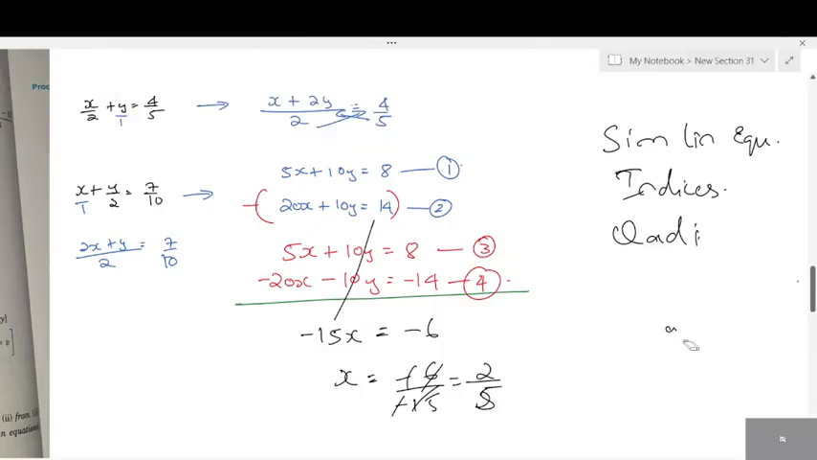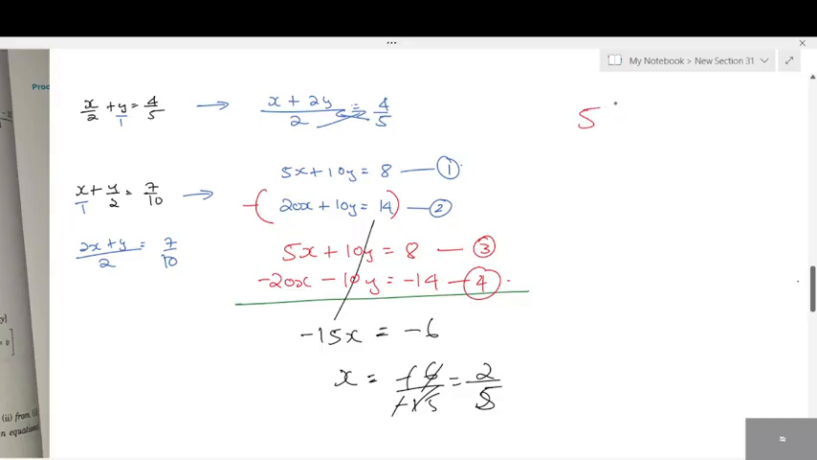First equation or second? Yes, we'll substitute in the first equation. What do you get? 5 into 2 by 5 plus 10y is equal to 8. 5 and 5 get cancelled. What do you get?